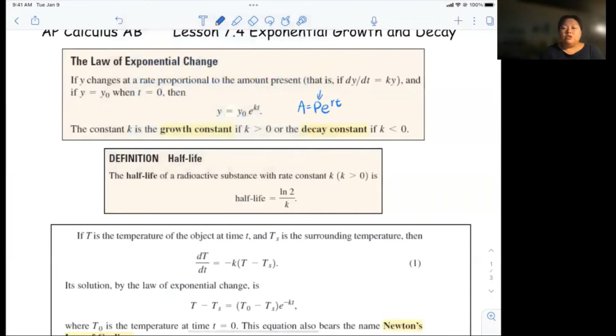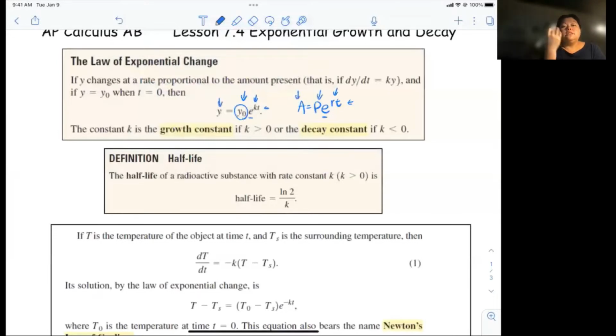P is the principal, how much you put in initially. Y naught is how much it was there initially. You have this e exponential function that's going to help you with the rate of change. And then the rate at which you're getting your interest is the same as the rate at which things are happening, growing or decaying. So that's where your k is. And t is time, right? A is the amount now, and y is the amount now.